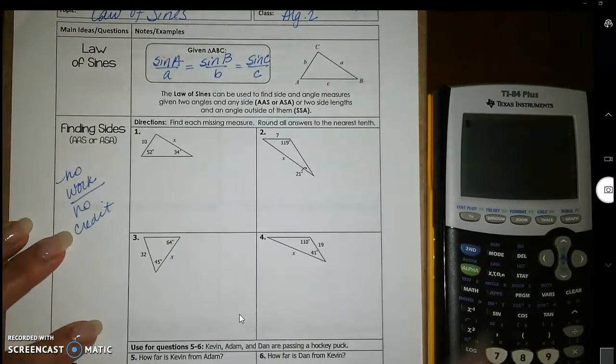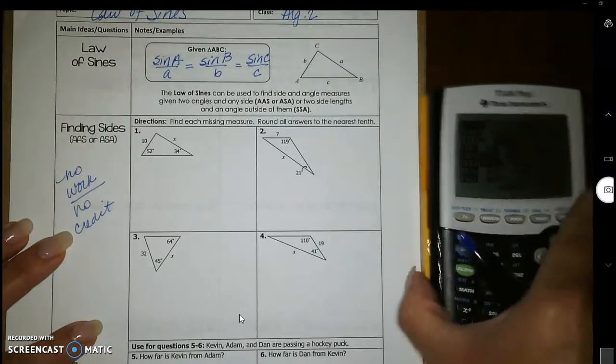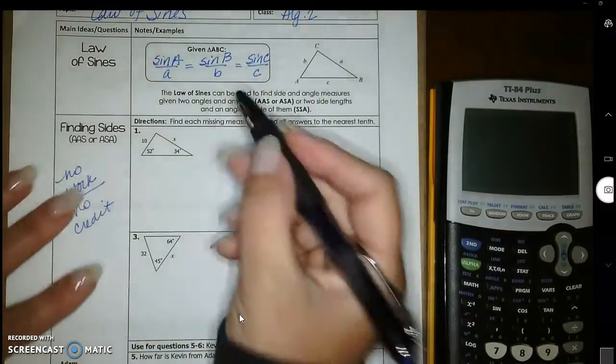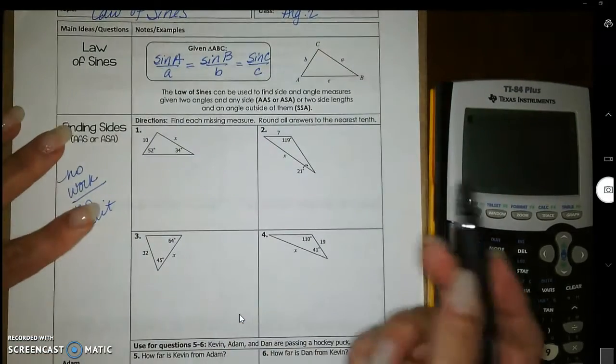Glancing at my paper, it looks like I'm in all degrees, so I just want to make sure that I am in degree mode and I'm ready to go. So let's go ahead and get some stuff set up.